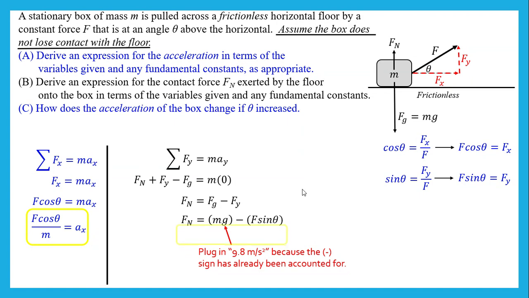All right, so that's that. So that is our function for f of n in terms of the variables given, which is m, g is the constant, and then f is given and theta is given. So that would be our expression. All right, that's the answer to part B.